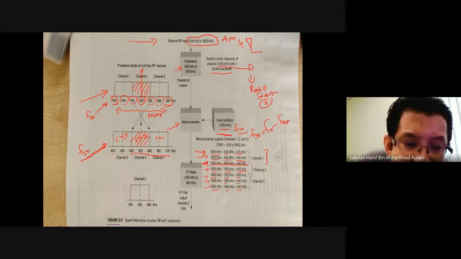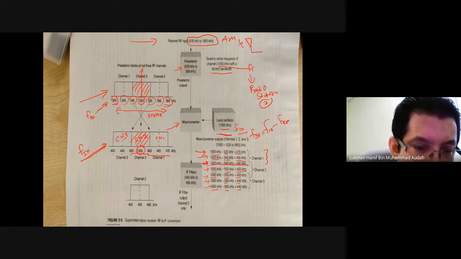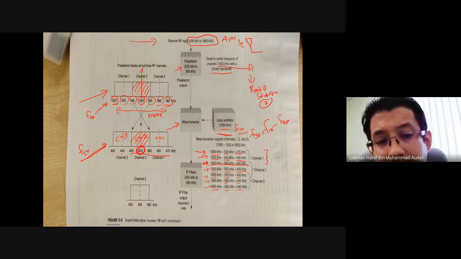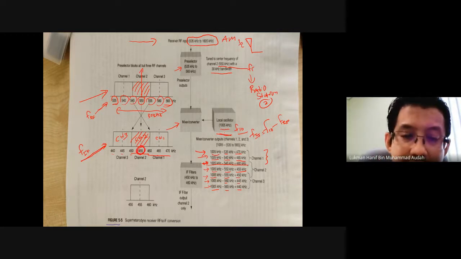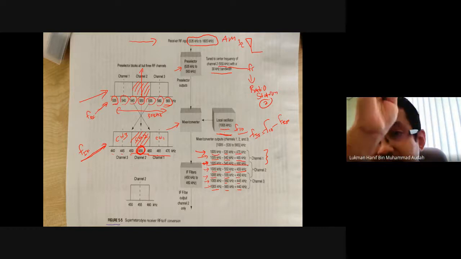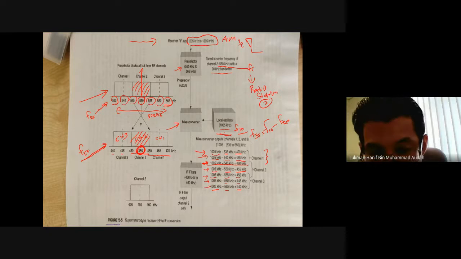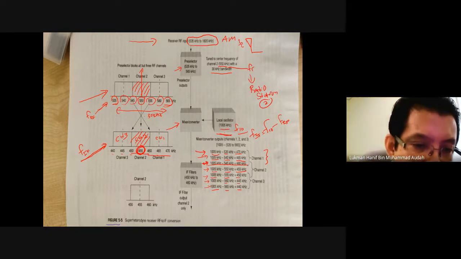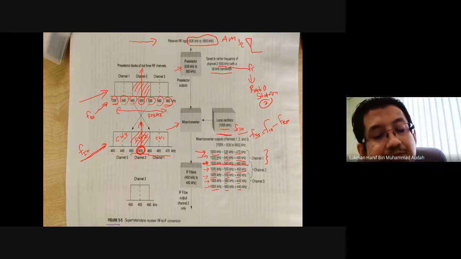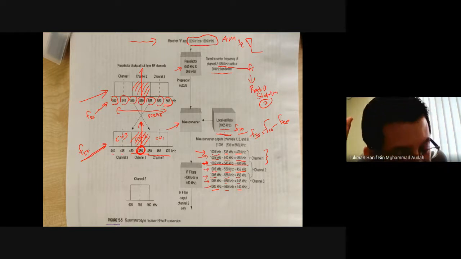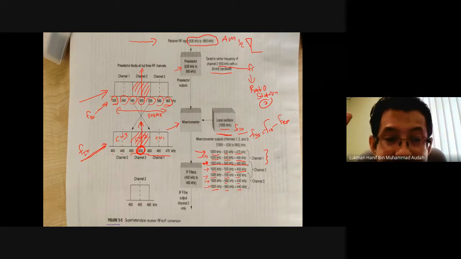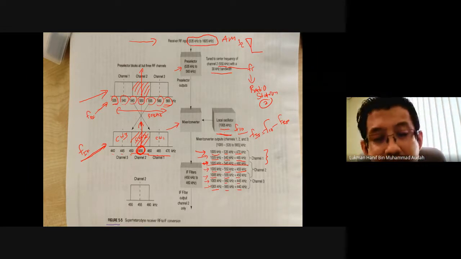Okay. And interestingly, if you see from here, the center of IF, nilai frekuensi tengah IF is 455 kilohertz. As mentioned previously, the center of IF must be 455 kilohertz. Nampak, dia jatuh pada frekuensi tengah 455 kilohertz. So this is what it mentioned about the standard for the IF center. Macam ni lah.